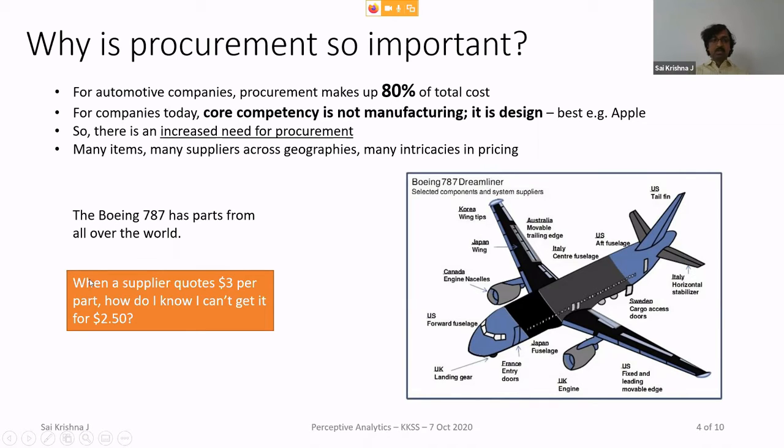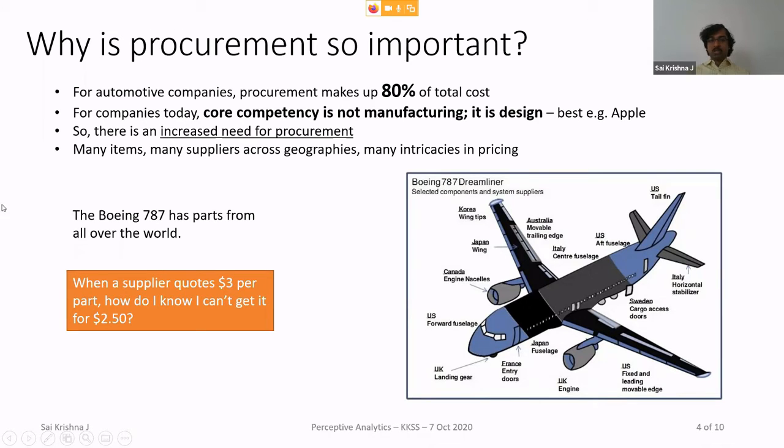So for example, if you see this scenario, when a supplier quotes $3 per part, how do I know I cannot get it for $2.50? I need to have a very, very accurate estimate of the price that would be quoted for a particular part. Only then I can negotiate very efficiently with my suppliers, so that the supplier doesn't get the better of me, and I get economies of scale when I'm purchasing parts over huge quantities. So that is where procurement becomes very, very important in today's business scenario.